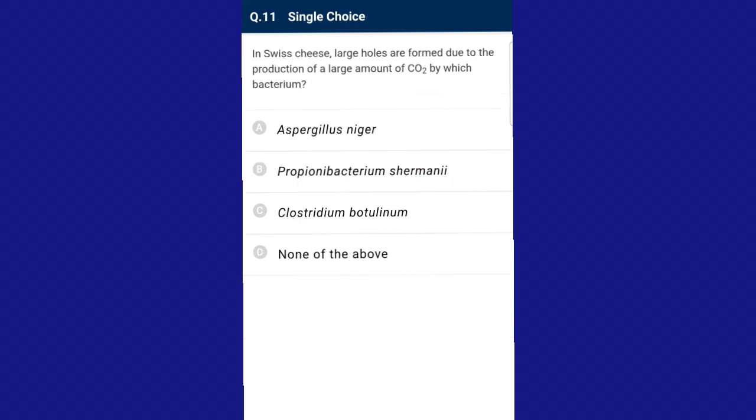Question number 11. In Swiss cheese, the large holes are formed due to the production of a large amount of carbon dioxide by which bacterium? In Swiss cheese, large holes are formed due to the production of a large amount of carbon dioxide by Propionibacterium shermanii. So the answer is option B.